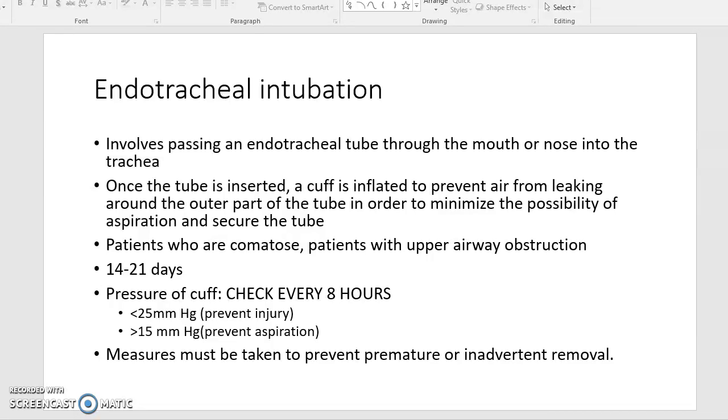And we make sure that it's over 15 millimeters of mercury. This is to prevent aspiration, because if it's too deflated, then air could leak or pass by, and we really don't want that.